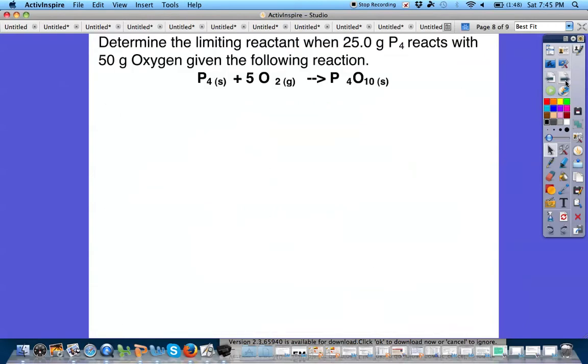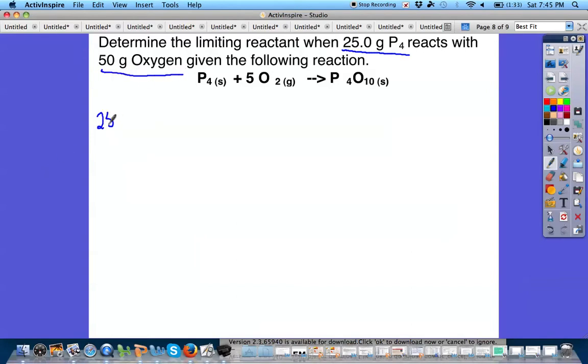So we have this problem. It says determine the limiting reactant when 25 grams of P4 reacts with 50 grams of oxygen, given the following reaction. So we have phosphorus and we have oxygen reacting, and it's going to form tetraphosphorus decoxide. So we are going to first determine our limiting reactant from these two starting masses.